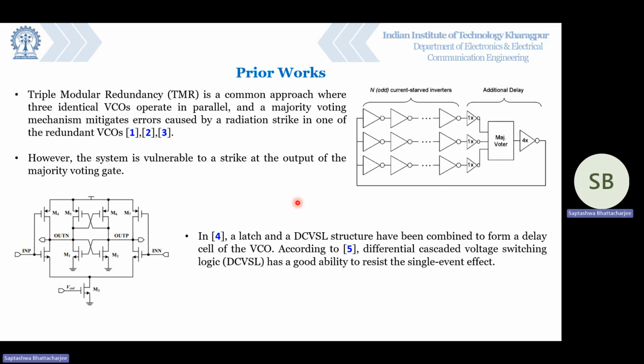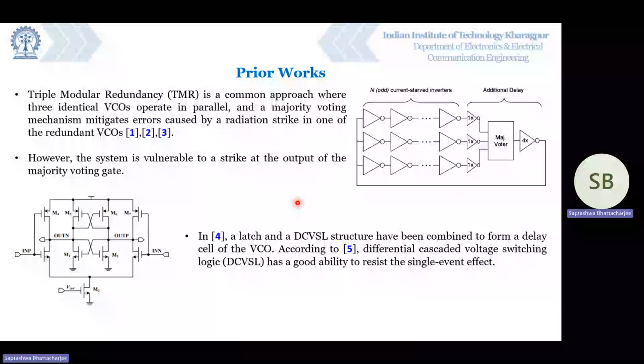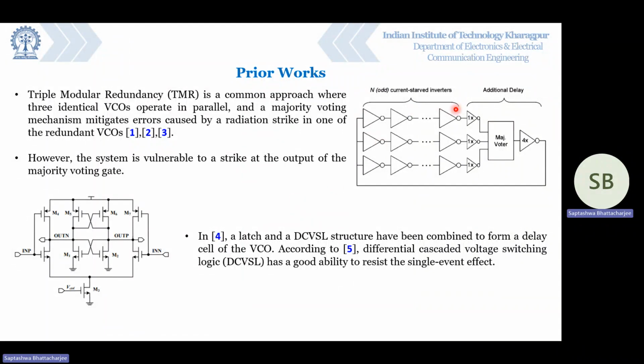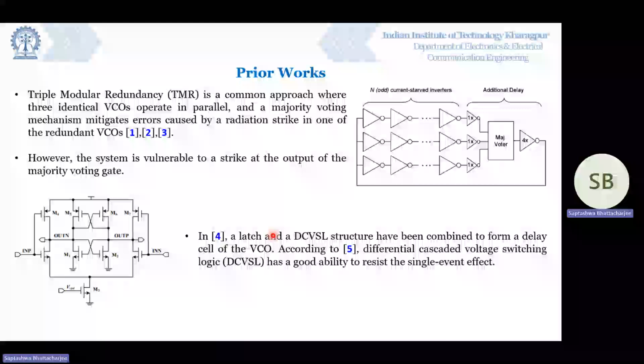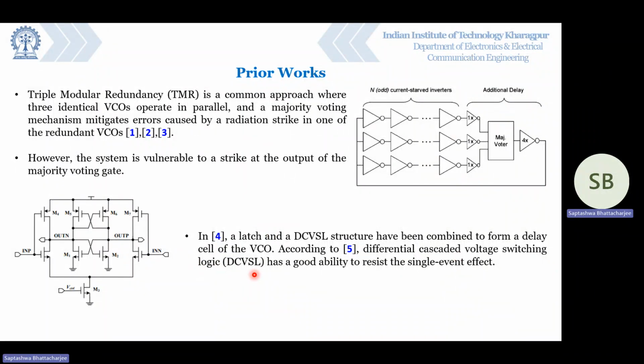Now, the literature survey has revealed that most of the prior works which targeted designing radiation-hardened voltage-controlled oscillators used a triple modular redundancy-based approach, wherein 3 copies of a VCO were placed in parallel and the outputs were fed to a majority voting gate. This design is able to tackle a radiation strike at any of the internal nodes of the VCO or at the input of the majority voting gate. However, it fails to provide radiation tolerance if there is a strike at the output of the majority voting gate. Some literature has also used differential cascode voltage switching logic, DCVSL, because it has a good ability to resist the single event effect.